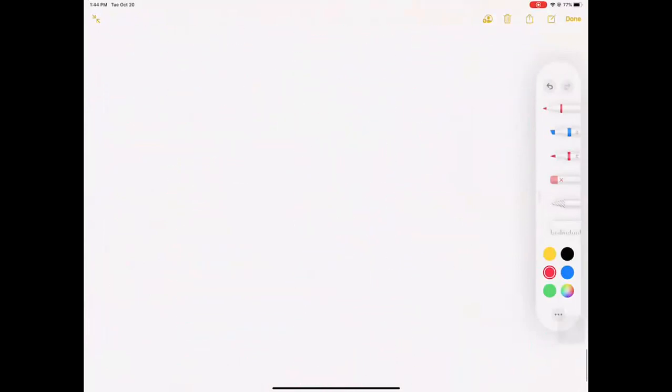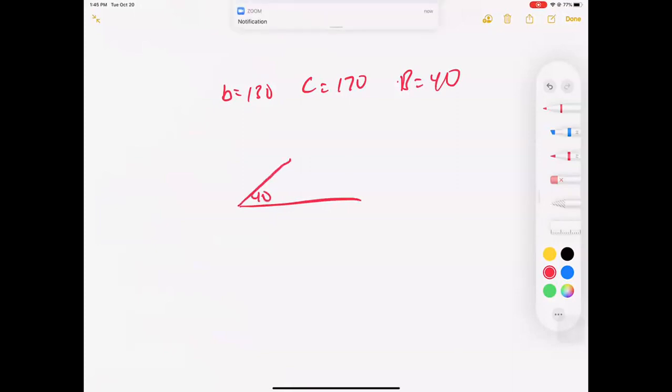So let's see the problem that they gave you right now. Can you read me the problem? Solve the triangle ABC if B equals 130, C equals 170, and angle B equals 40 degrees. Okay, so 40 degrees is not a big angle, right? No. So I'm going to go ahead and draw this and write 40 degrees, and then I'm going to stick B on the outside. I'm going to say this 170 and then call this 130.